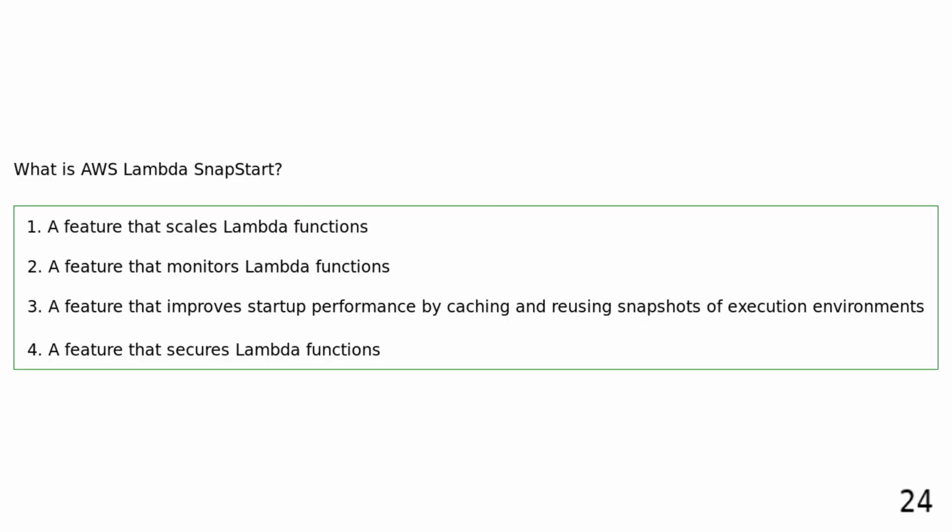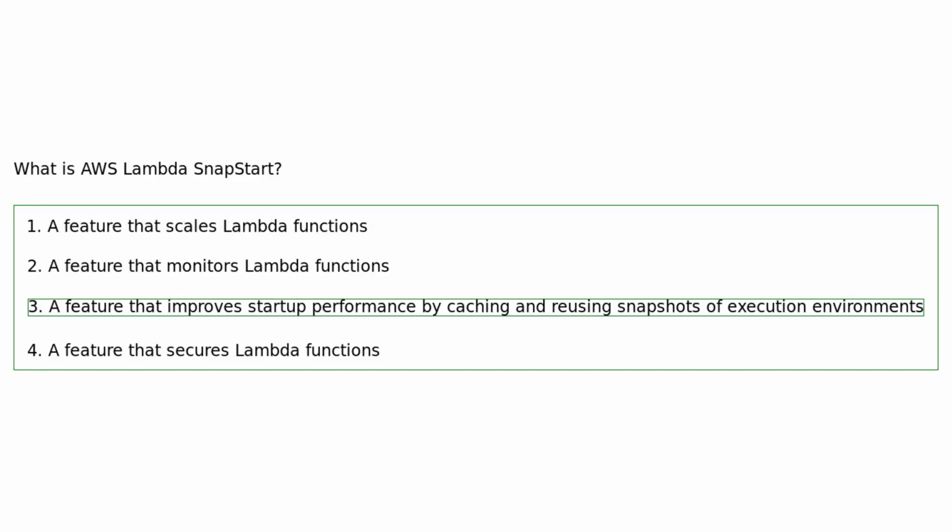What is AWS Lambda Snapstart? A feature that scales Lambda functions. A feature that monitors Lambda functions. A feature that improves startup performance by caching and reusing snapshots of execution environments. A feature that secures Lambda functions. AWS Lambda Snapstart is designed to improve startup performance by creating and caching snapshots of execution environments, reducing cold start latency.